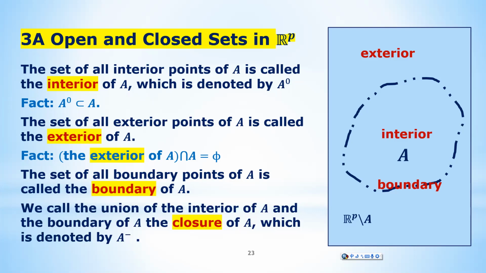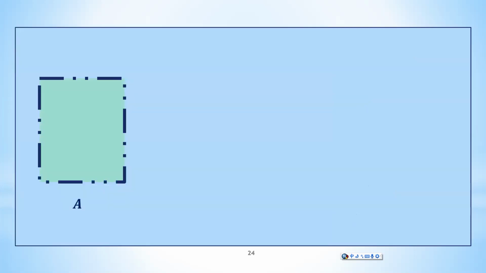Now I'm going to demonstrate an example. Let's say that you have a set like this, a rectangular set, and you can see some portion of the boundary is with A, and some portion of the boundary is not with A.